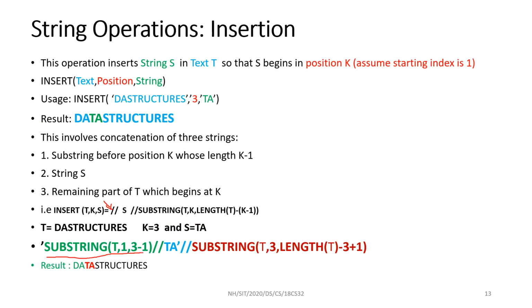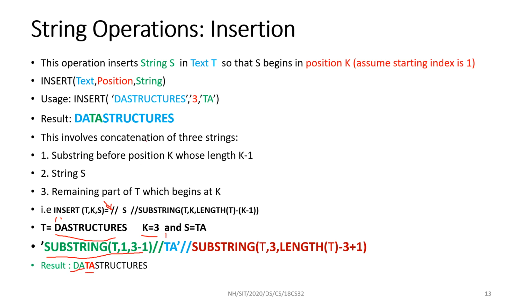Substring. From where I have to extract? From main string T I have to extract. What are the characters to extract? Starting from position 1, how many? K minus 1 characters I have to extract. In this example, I have to extract 2 characters because K value is 3. 3 minus 1 is 2. Starting from the first position, I have to extract 2 characters. So TA is extracted.